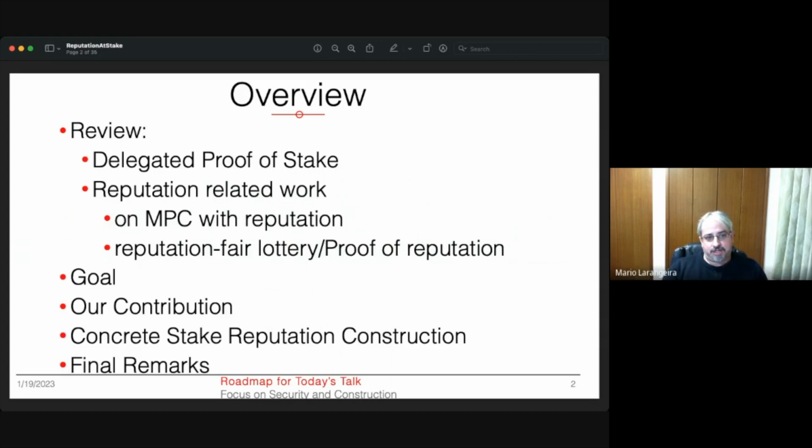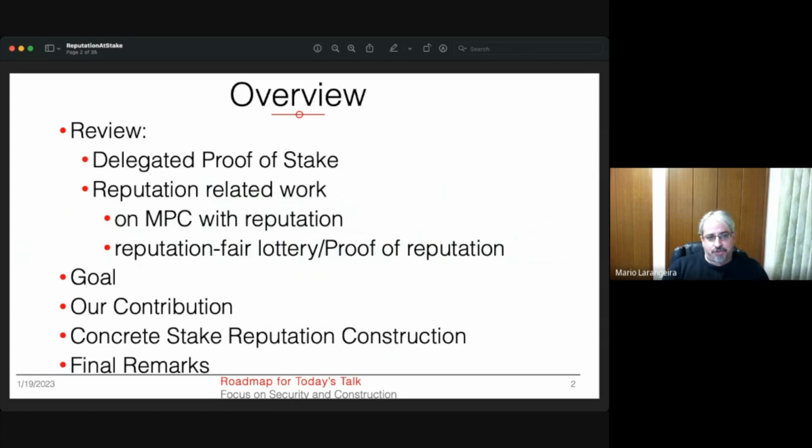There is this work which deals with MPC. Usually it doesn't come with reputation, but there is one work which actually deals with reputation, so the computers in the set have reputations. The other work is the one that I mentioned already, a paper which deals with proof of reputation. We're going to see both of them very briefly.